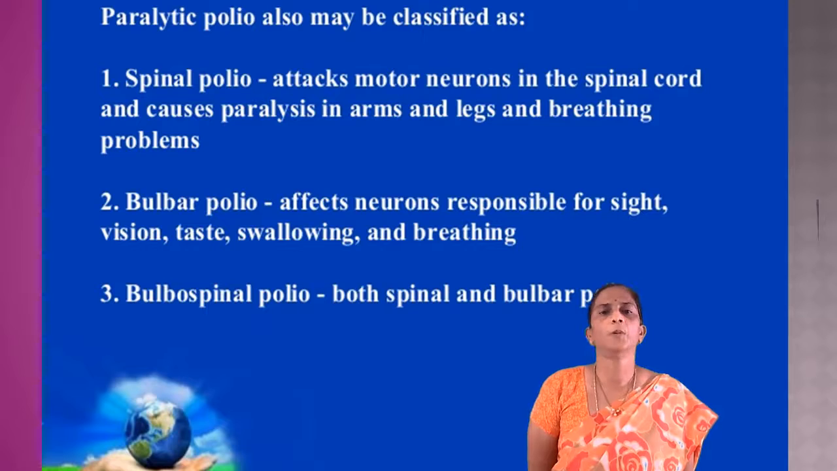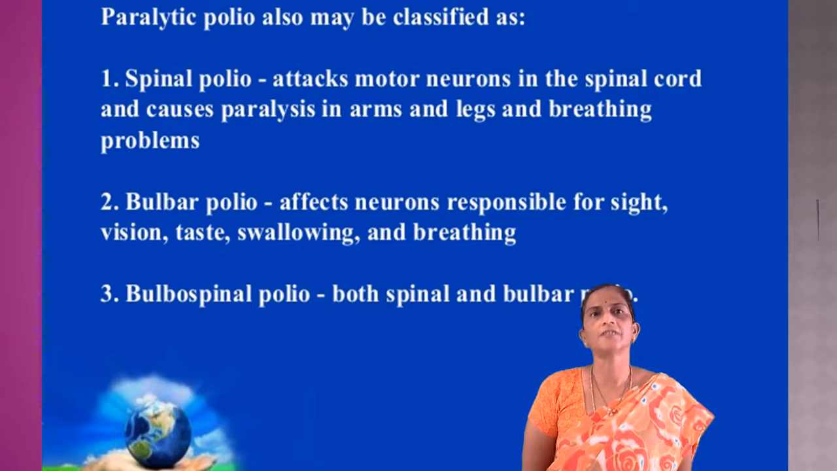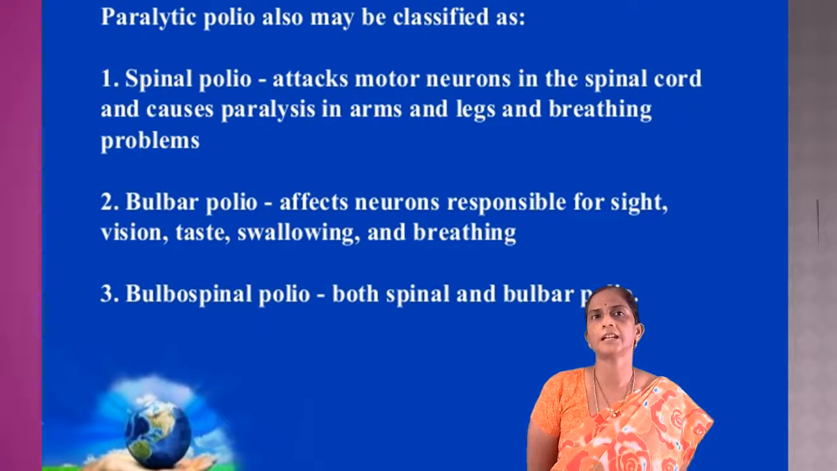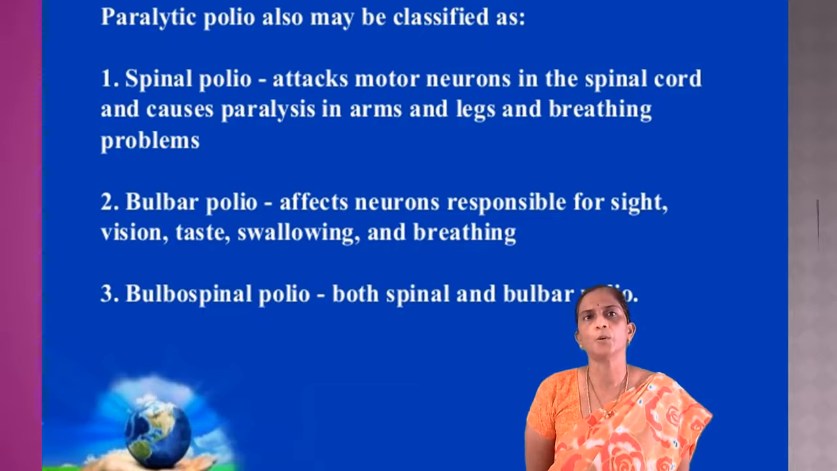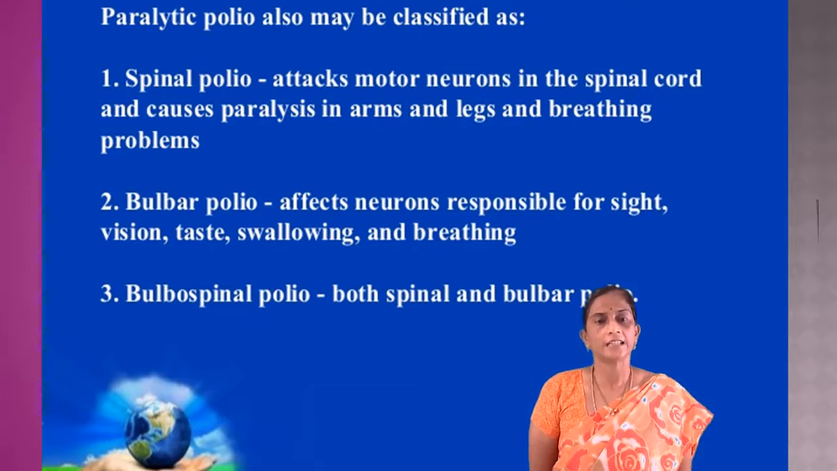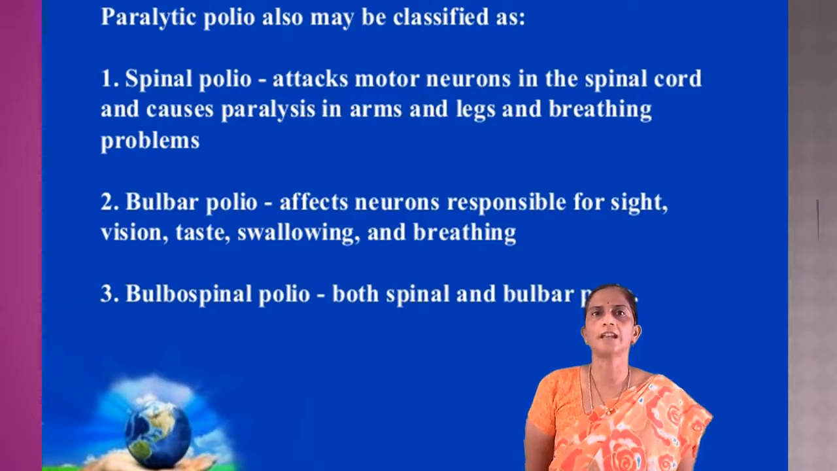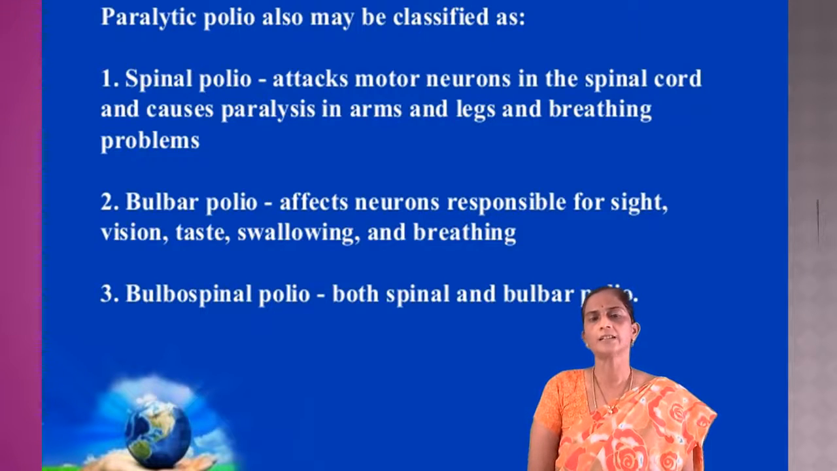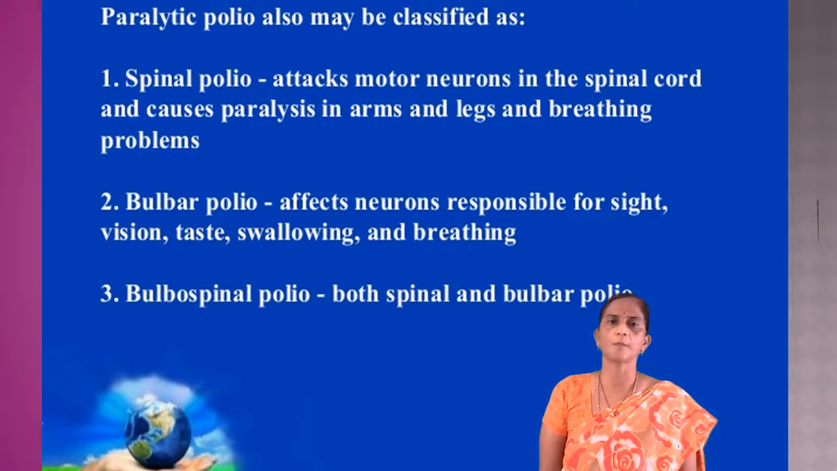Next, paralytic polio. Paralytic polio is of different types. There are two types of paralytic polio. One is spinal polio and the other is bulbar polio. Spinal polio means the virus attacks the motor nerves of the spinal cord. There it causes paralysis of the legs and breathing problems. Breathing may arrest.